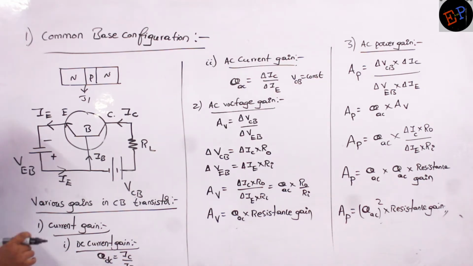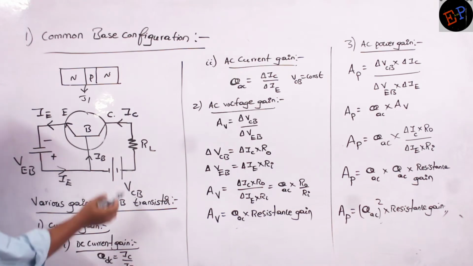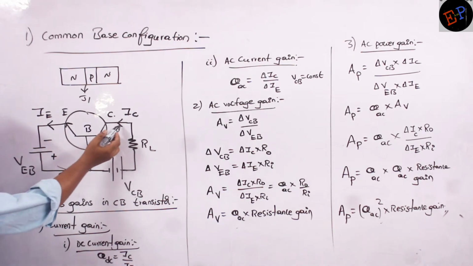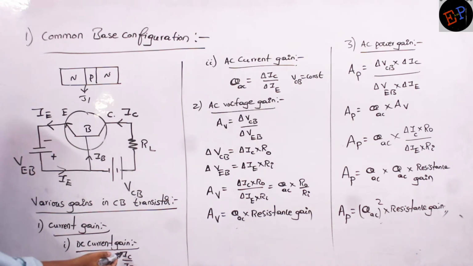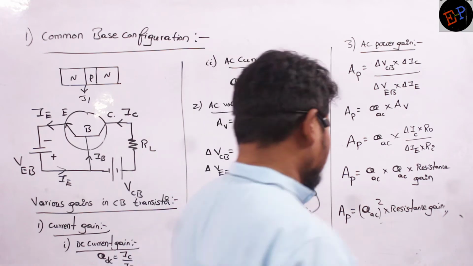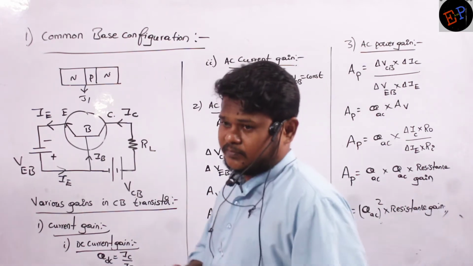Are you able to understand? What is the output current? Collector current is the output current. Which is the input current? Emitter current. So, IC divided by IE is called alpha DC or DC current gain.